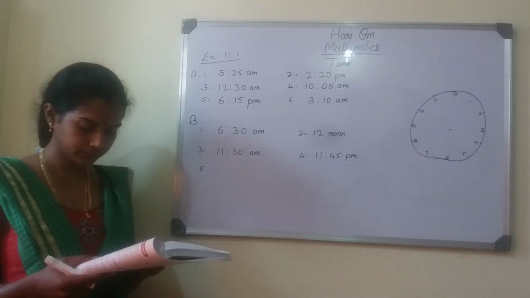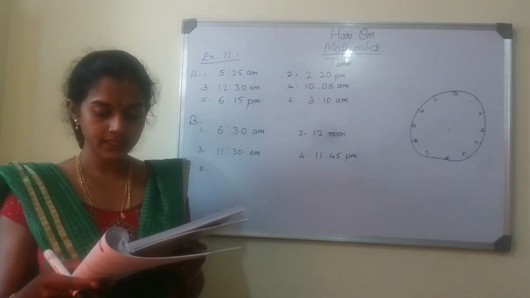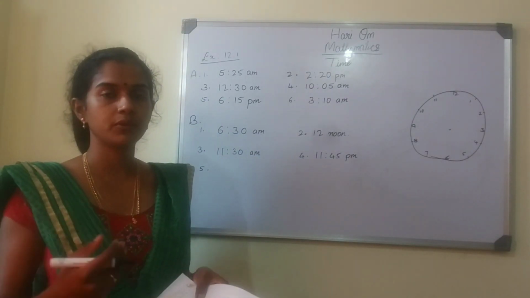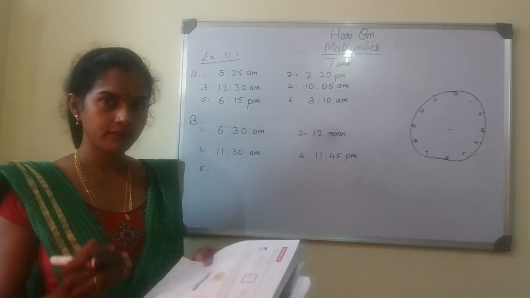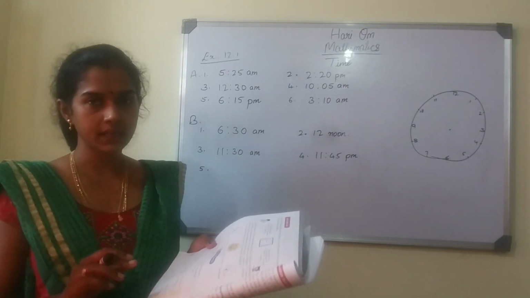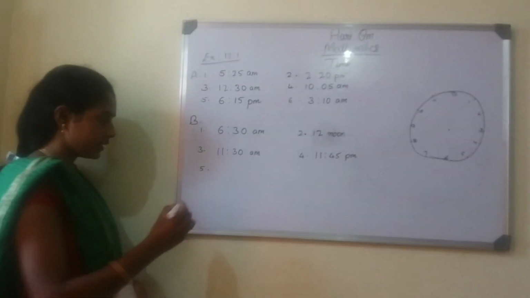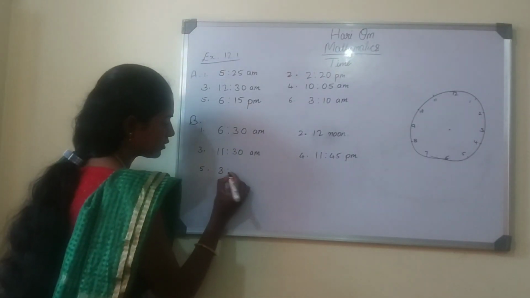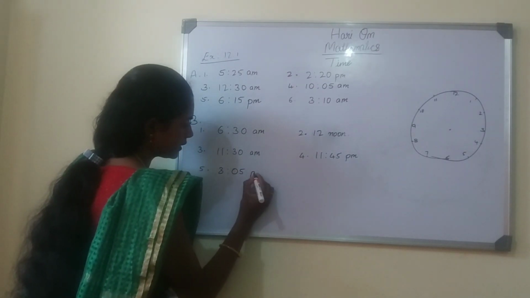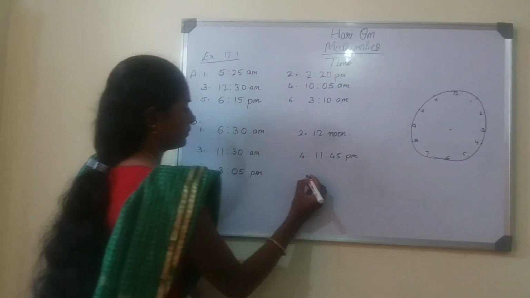Fifth one, 4 o'clock 5 minutes PM. So 4 o'clock before 1 hour will be 3 o'clock 5 minutes, and the AM and PM won't change here. It is the PM. 3 o'clock 5 minutes PM.